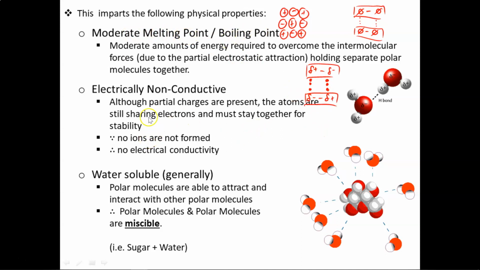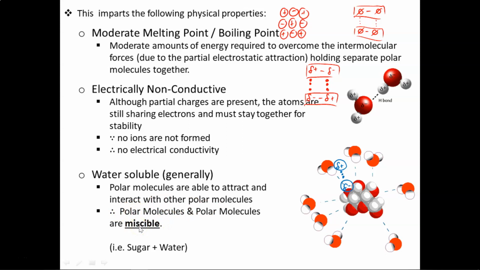Again, since there are no ions formed, we will have no electrical conductivity in general, but they will be typically water soluble because the partial positive charge of one molecule will attract the partial negative charge of the other. In such instances, we would say that the polar molecules are miscible.